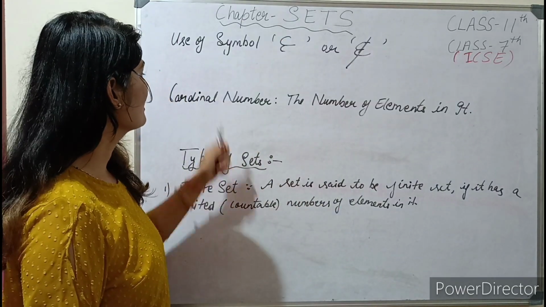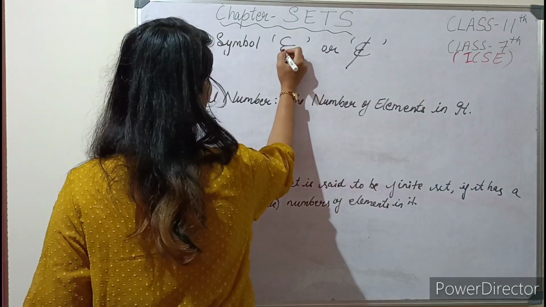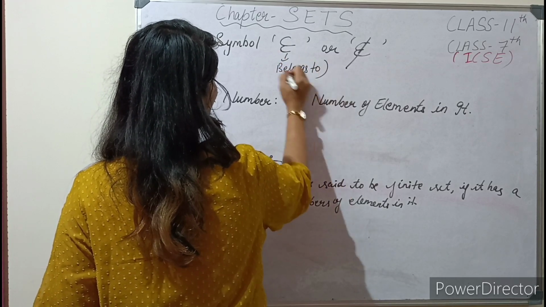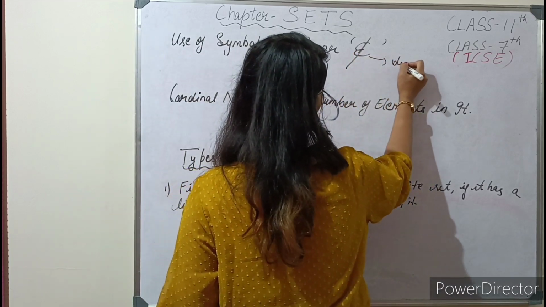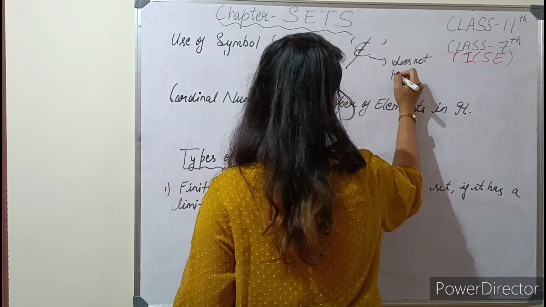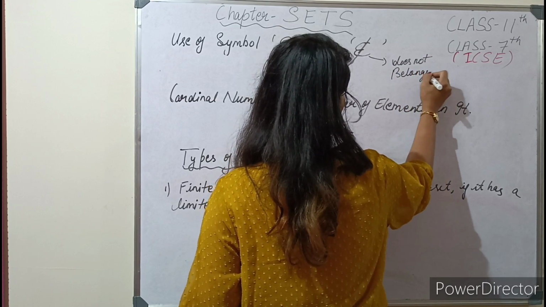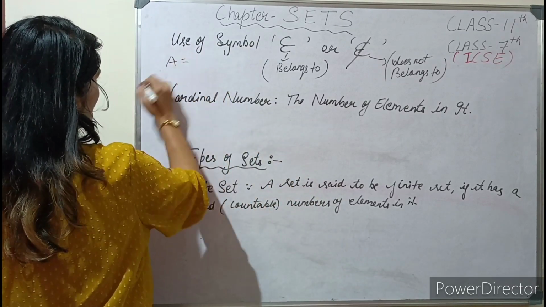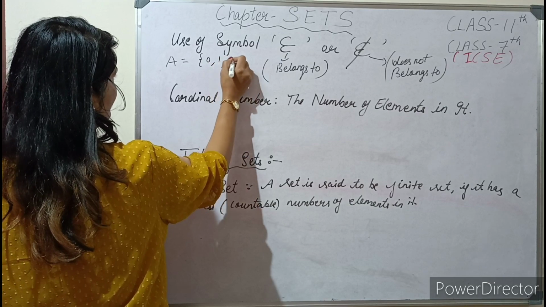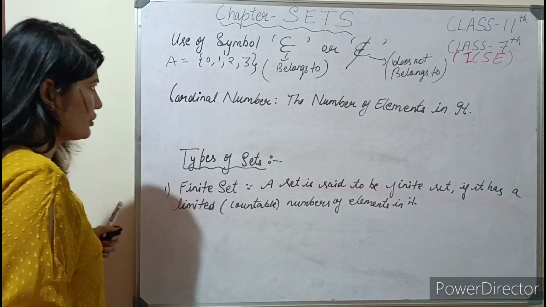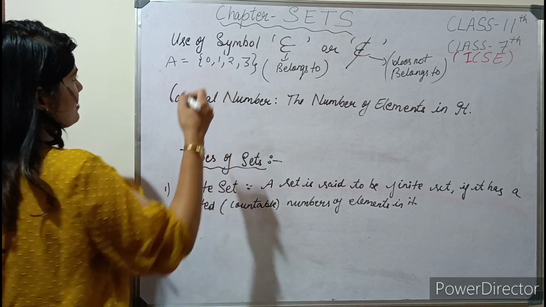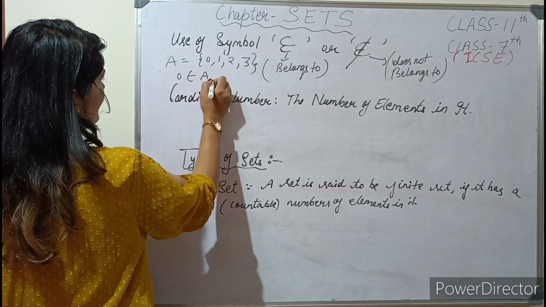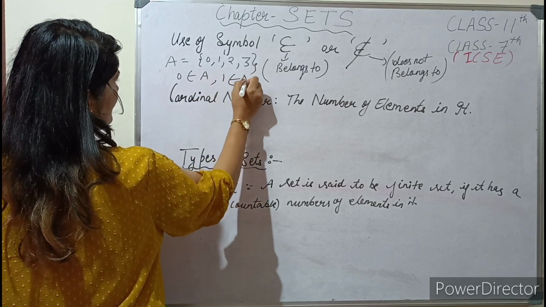Now the next topic is use of symbols. Here this symbol means belongs to, and this symbol means does not belong to. So for example, suppose A is a set of numbers 0, 1, 2, 3. In this case, if I write 0, 0 is an element of the set A, so we can write 0 belongs to set A. In a similar way, I can write 1 belongs to set A.